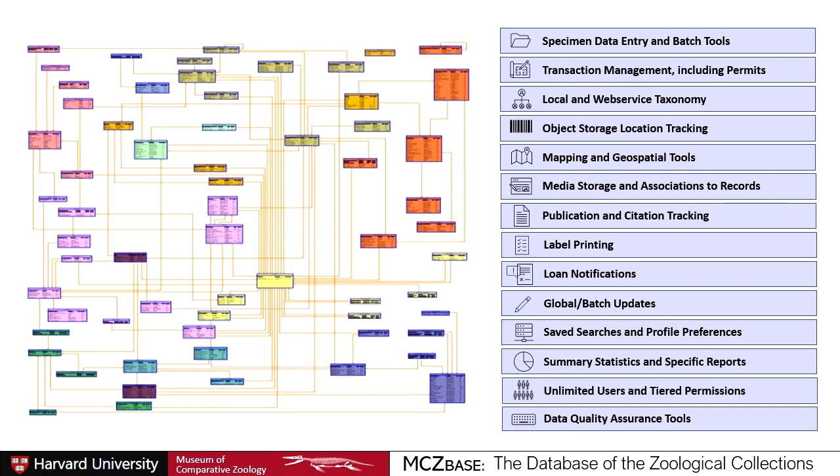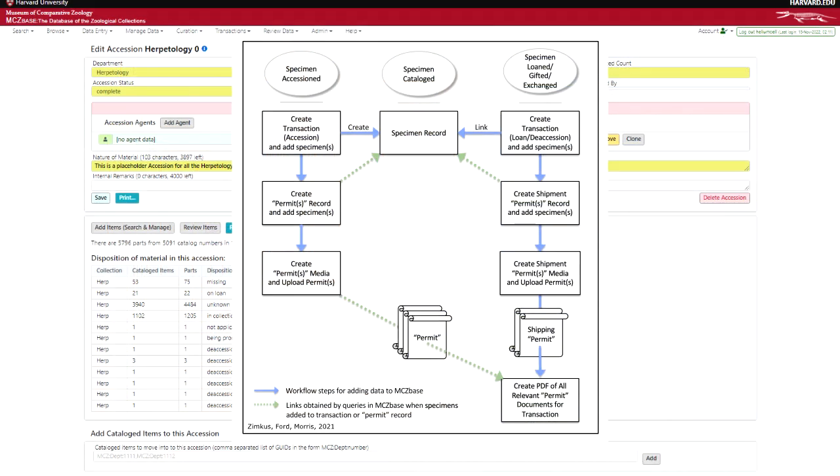MCZbase stores collection data in approximately 50 core relational tables and 350 ancillary tables to support the needs of curation, research, and teaching. Data management functions cover all aspects of physical specimen and data curation, offering numerous tools that increase efficiency and improve data quality. In-house development allows us to make improvements and enhancements based on evolving best practices. For example, we can now track permit documentation in relation to accessioned material and paperwork associated with shipments.